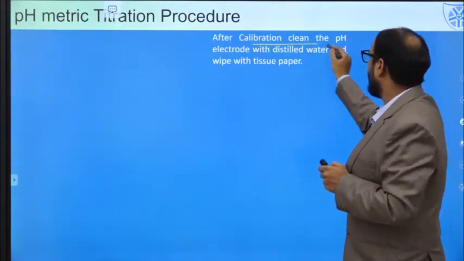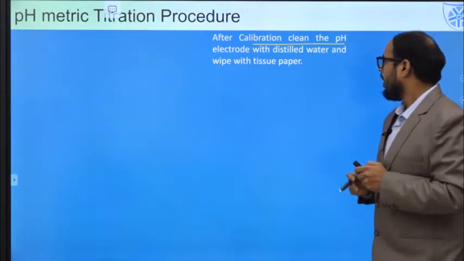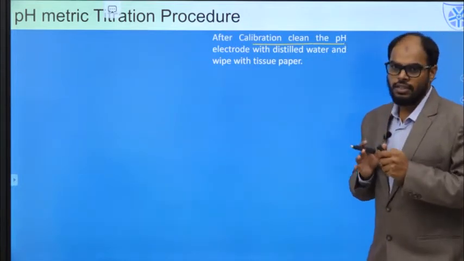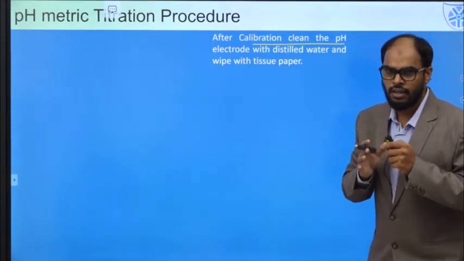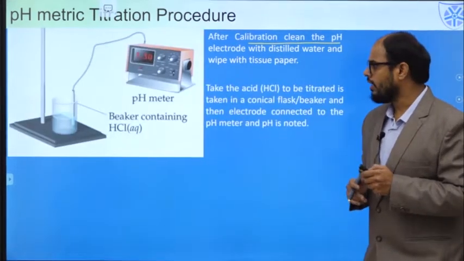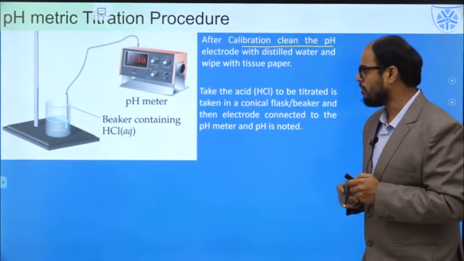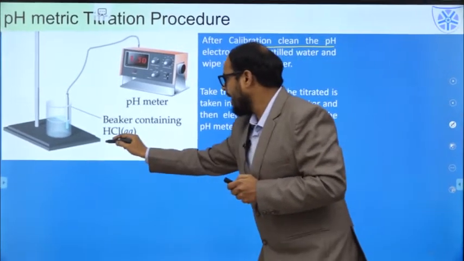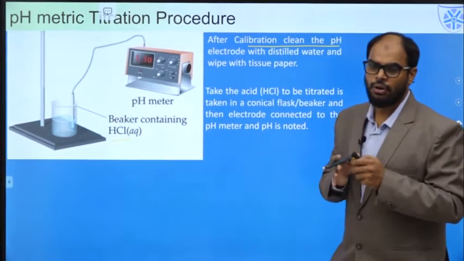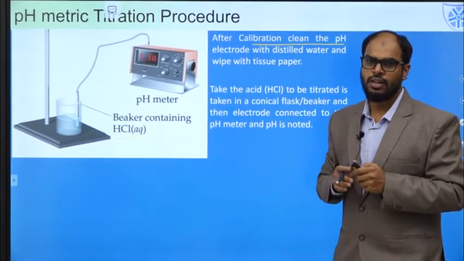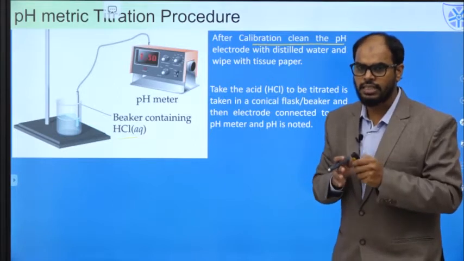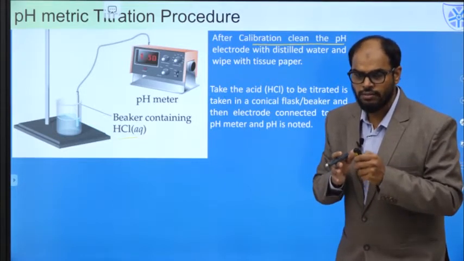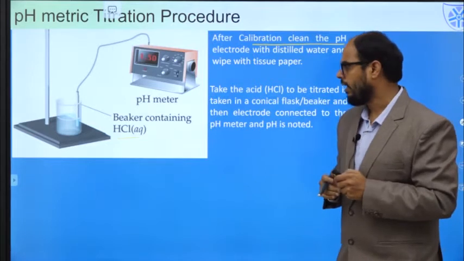We have done the calibration. We clean the probe with distilled water, and we use it for our titration experiments. To start the titration experiment, we take an acid. So we are talking about an acid base titration. Here the acid used is HCl, and this HCl is a strong acid, which we know from our previous experiment.